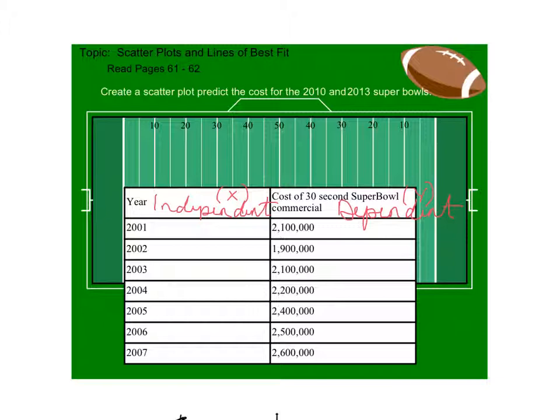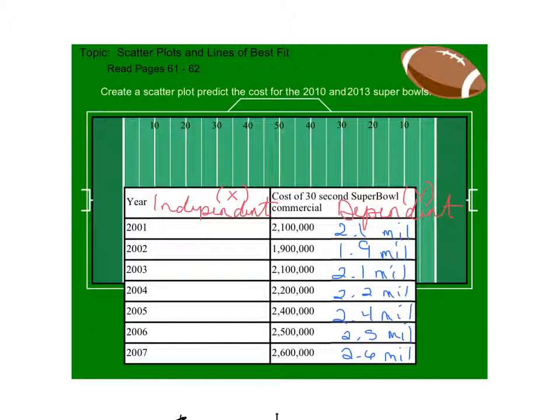And the next thing I notice is that when I look at my costs, I don't really want to build a graph that goes all the way up to 2,100,000. So I'm going to notice that this is 2.1 million. This is 1.9 million. This is 2.1 million, 2.2 million, 2.4 million, 2.5 million, and 2.6 million. So as long as I label my axis with the million, I can go ahead and use these numbers instead of these giant numbers. So now I'm ready to go ahead and create my graph.